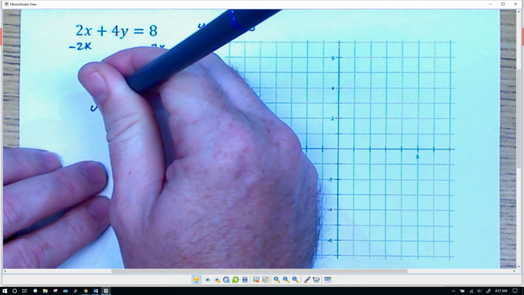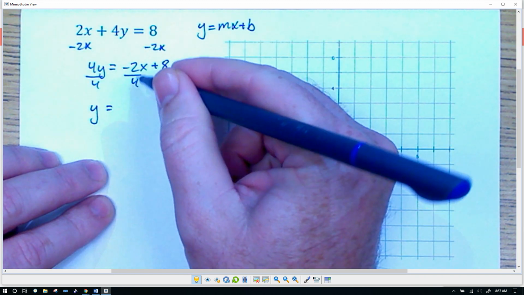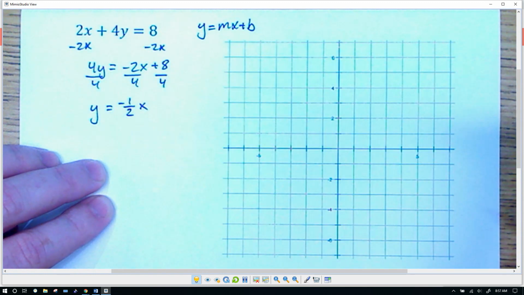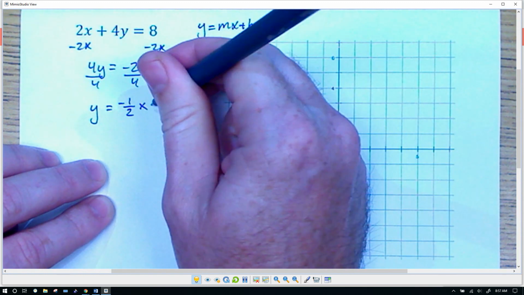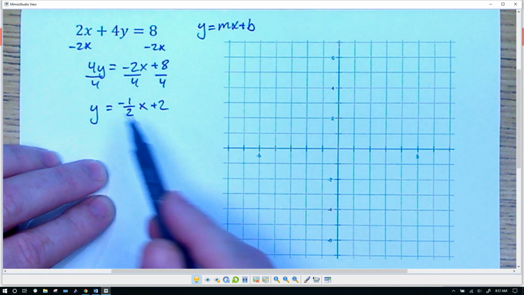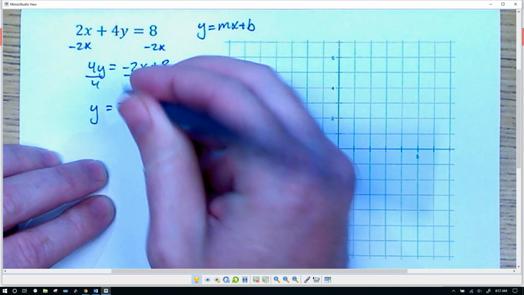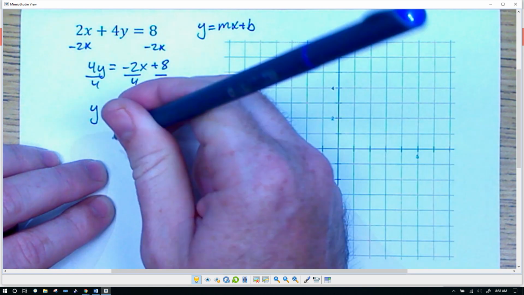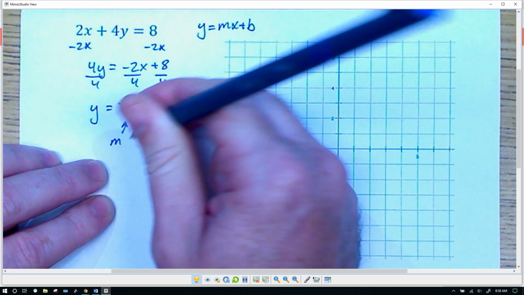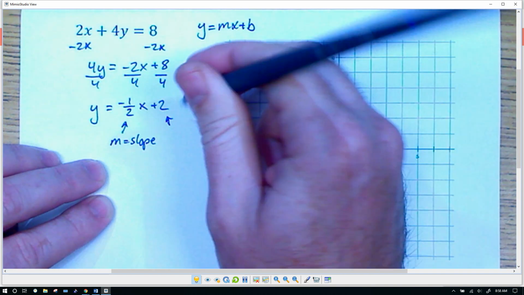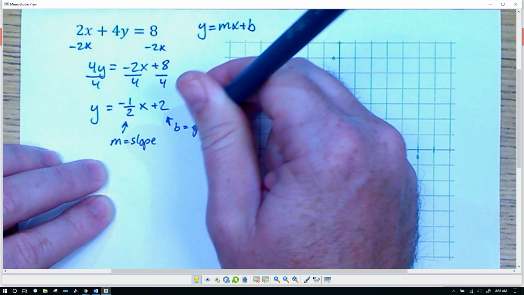That leaves me with y equals, I'm going to reduce this fraction, make it negative 1 over 2 x, and then 8 divided by 4 is 2. So now it's in slope-intercept form. So y equals mx plus b. M is your slope, and for us it's negative 1/2. So that's my slope. This is my b term, which is my y-intercept.